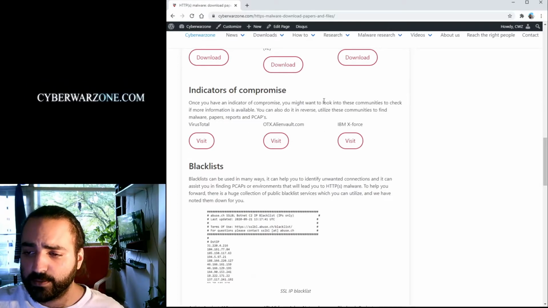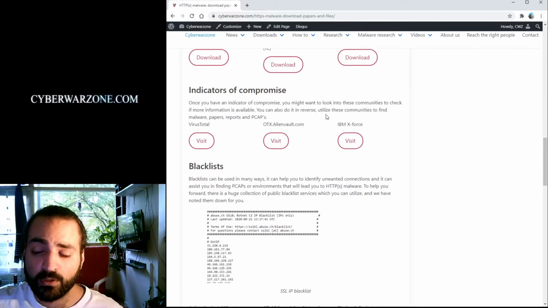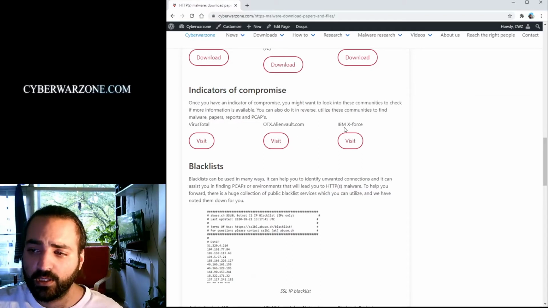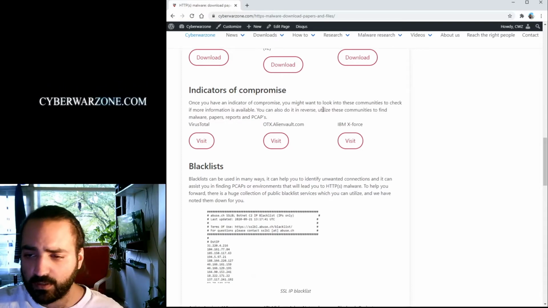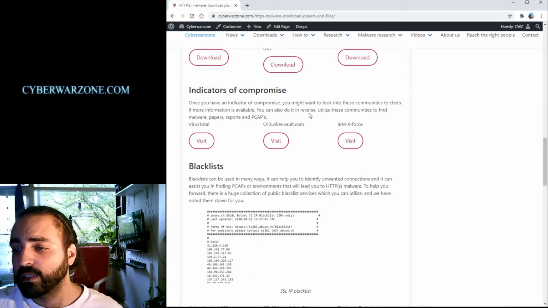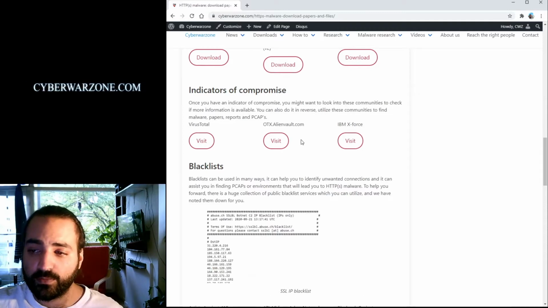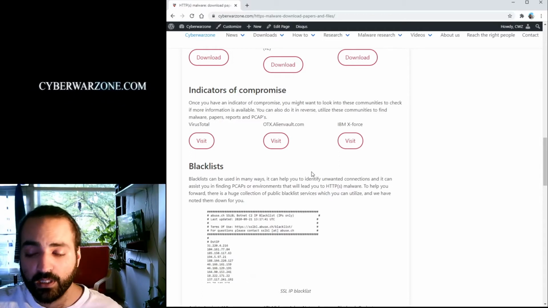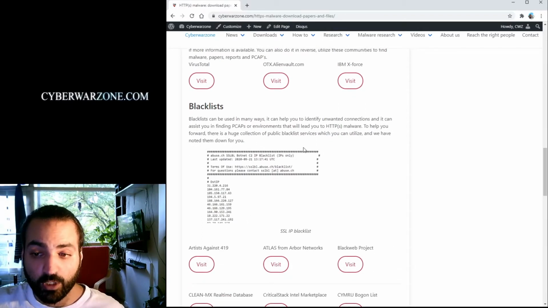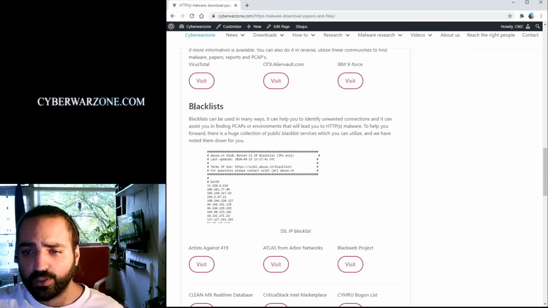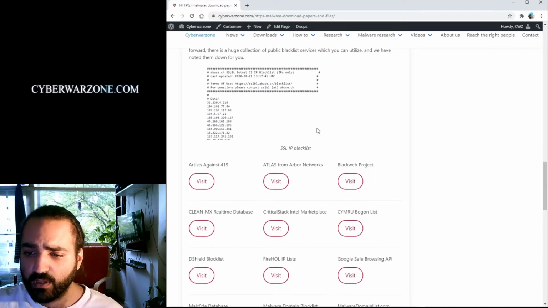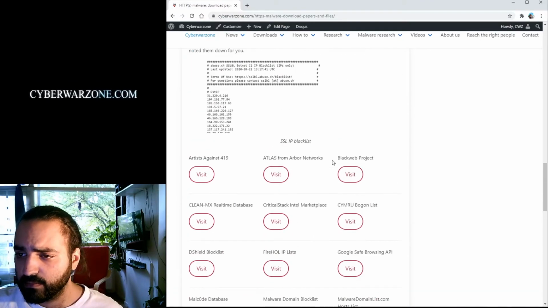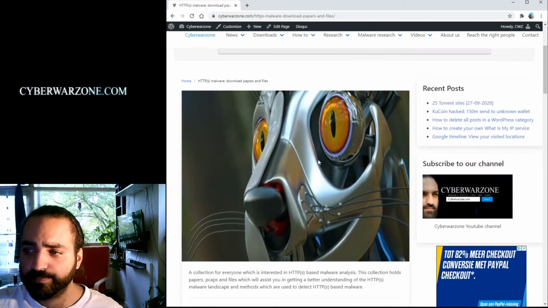You got some communities that you can use. For example, VirusTotal, OTX AlienVault, and IBM X-Force. They share information about IP addresses, host names, they share their reputation, people leave comments about what they might be, and yeah, it should help you forward. Then we of course also have the blacklists. Yeah, a big collection here. These are all public, and yeah, this should help you forward.